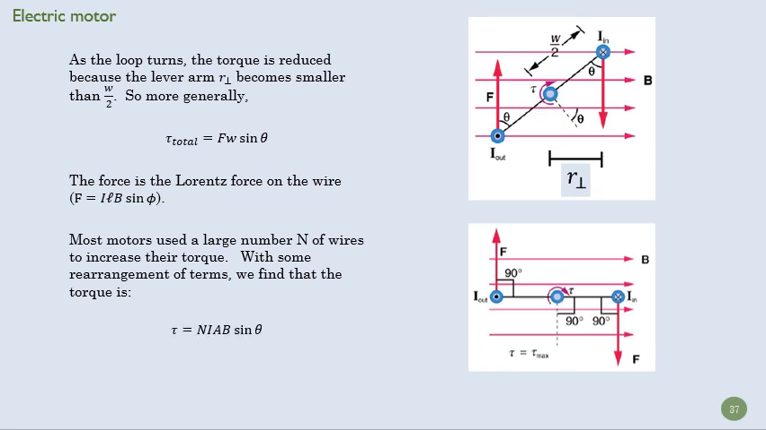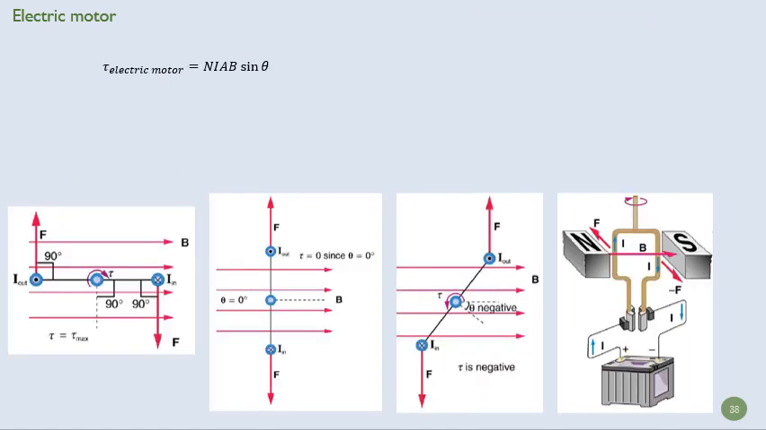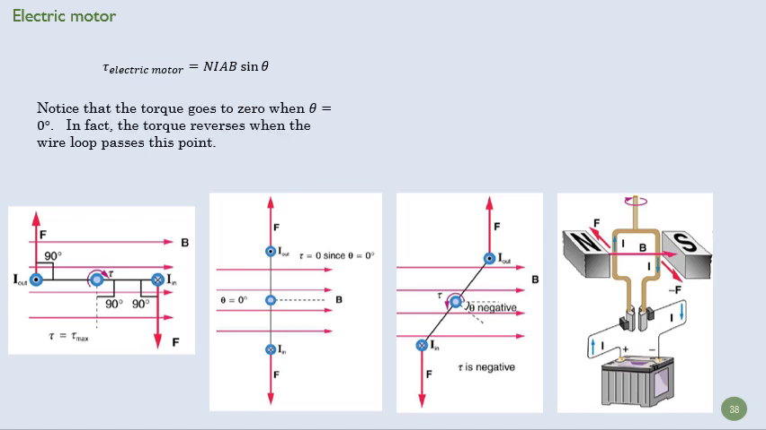So if we want to calculate the full torque all the way around, and we won't go through the math here, but we get this equation. It has to do with the number of loops, the area of the loop, how big the loop is, the amount of current that we're moving through the wire, and the strength of the magnetic field. Like we said before, when we get here, the force is through the axis, so there's no torque.